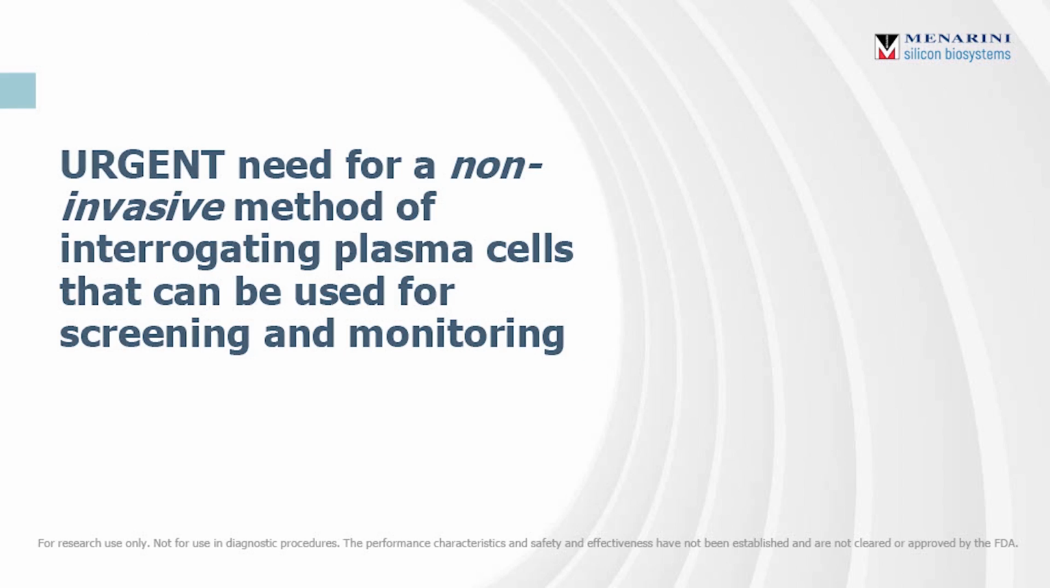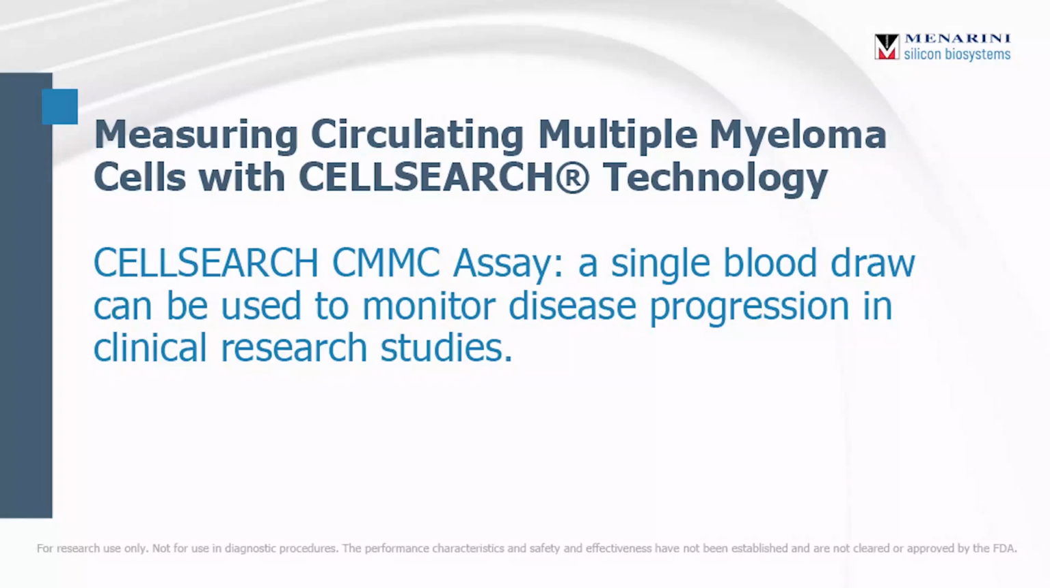So there is an urgent need in this field for a non-invasive way to look at plasma cells. And so what we've come up with is a way to do that, to measure circulating multiple myeloma cells, or CMMCs, using a technology called CellSearch. So the CellSearch CMMC assay involves counting multiple myeloma cells in a single blood draw to monitor disease progression in a clinical research setting. So this is an RUO kit.